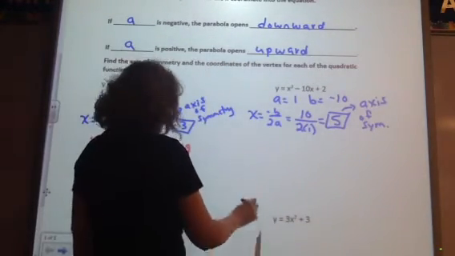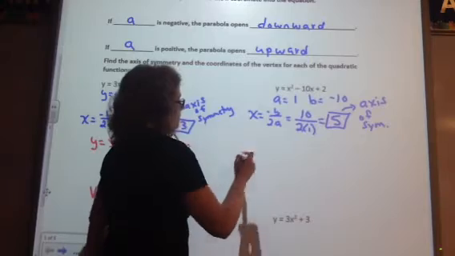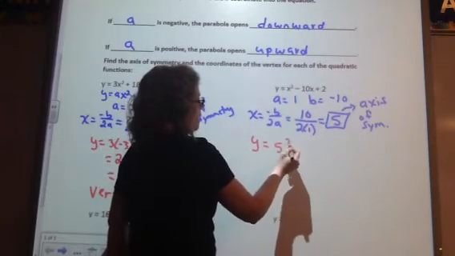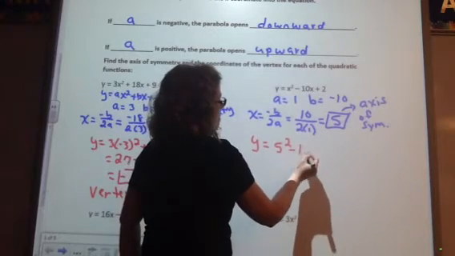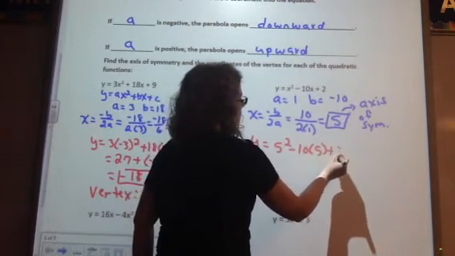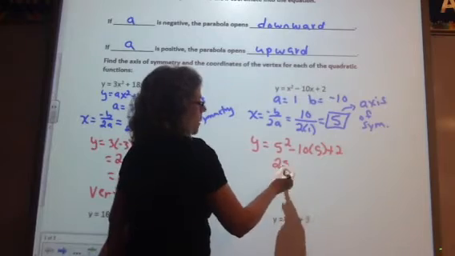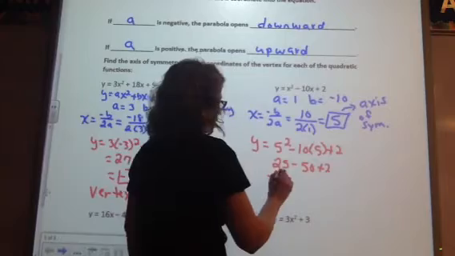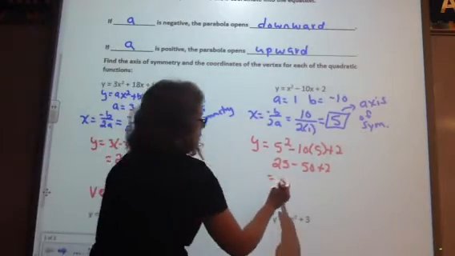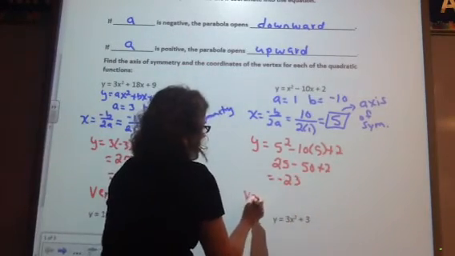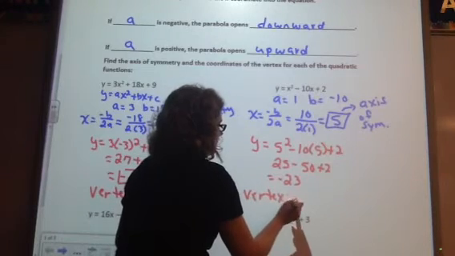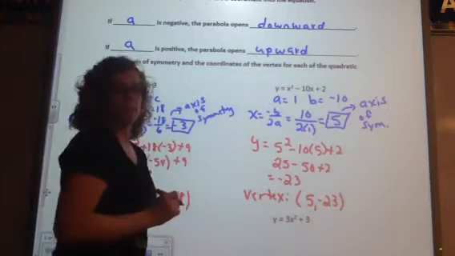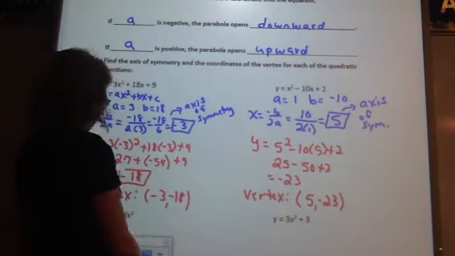All right, to find your y, we substitute 5 into our original equation for x. So 5 squared minus 10 times 5 plus 2. So we get a negative 23. So our vertex is 5, negative 23. All right?